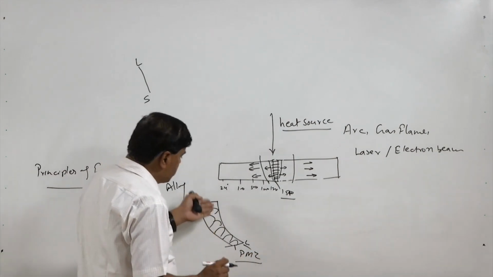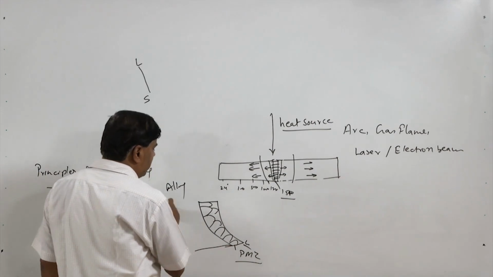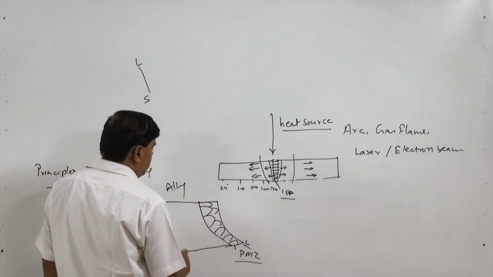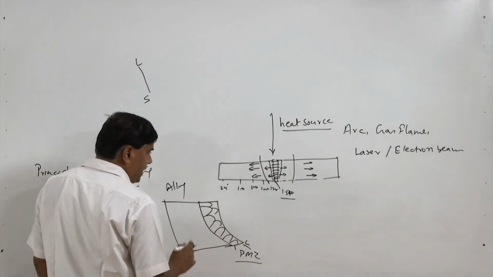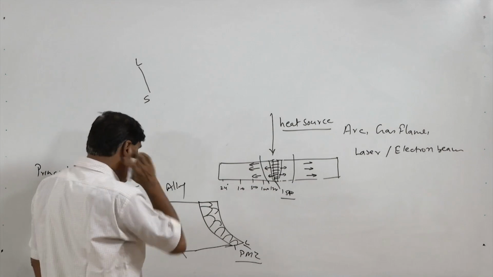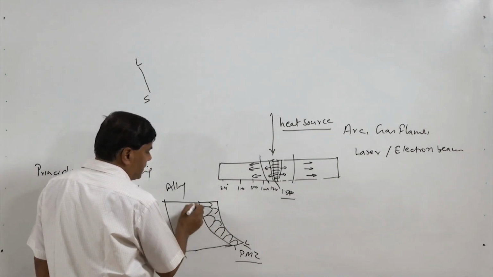This is found next to the fusion boundary, and thereafter this is very much a part of the heat affected zone, and thereafter all that distance up to which the metal is affected by the heat supplied, like say this is the fusion boundary, this is the partial melting zone.